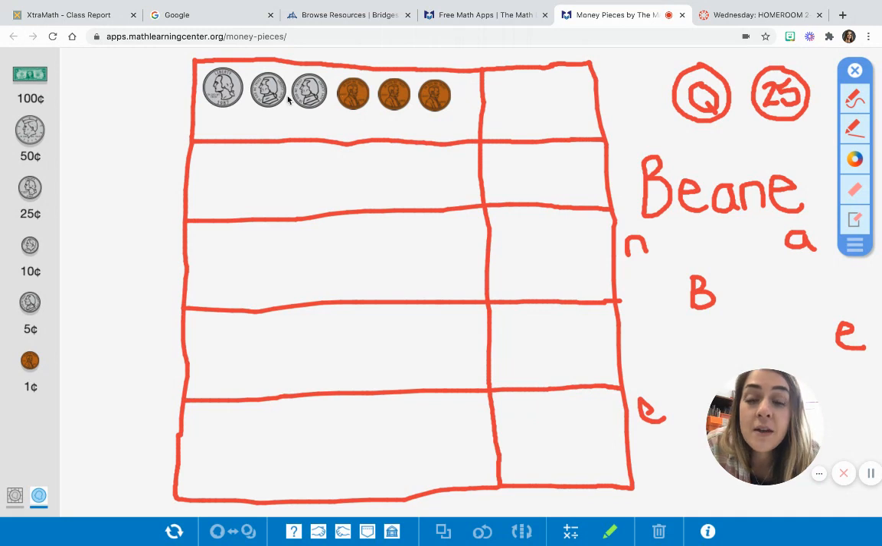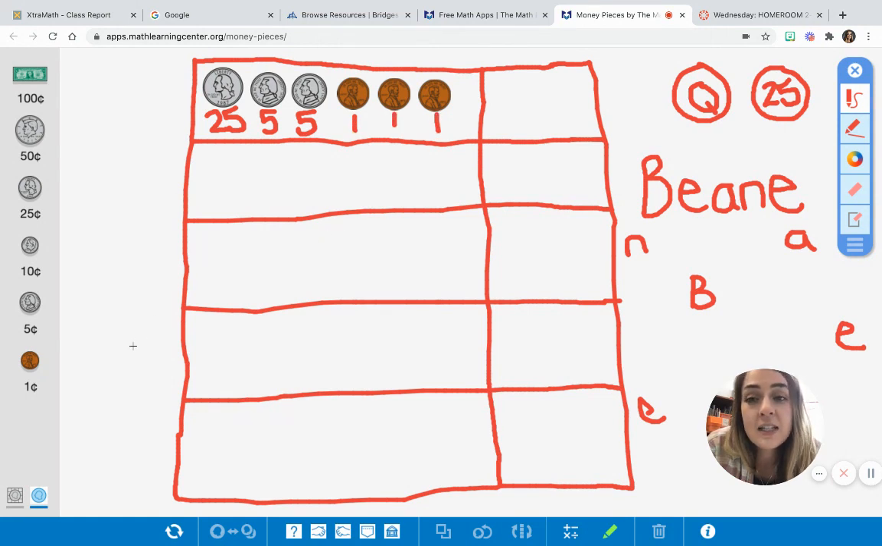So here I have them lined up. I have a quarter, I have 2 nickels and 3 pennies. Maybe you know how much those are worth already. Maybe it would be beneficial or helpful for you to write the value underneath so that when you're counting, you can keep track. So I know that a quarter is worth 25 cents. A nickel is worth 5 cents. And a penny is worth 1.